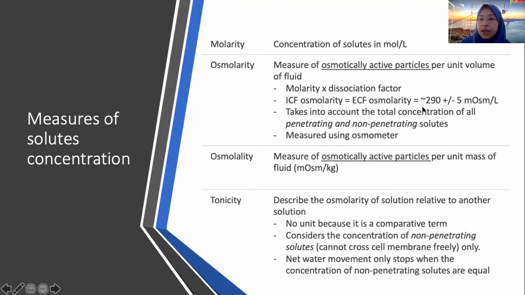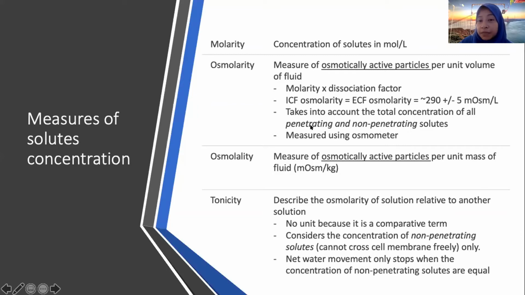This one you need to remember: the osmolarity of the body fluid is approximately 290 plus or minus 5. Some books will use 287, some will use 300, but it's roughly around this number. And it is not osmol, but it is milliosmol, yeah, for the body fluid osmolarity. Okay, the next important point for osmolarity is that while it measures the osmotically active particles, it does not differentiate between the penetrating or the non-penetrating solutes.